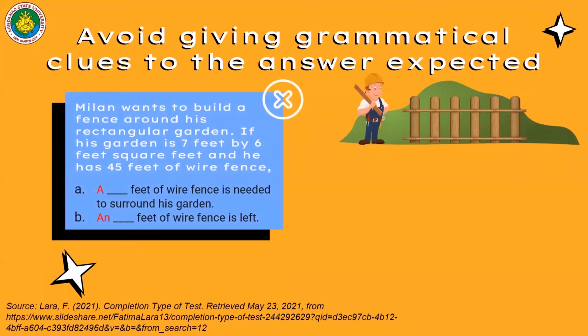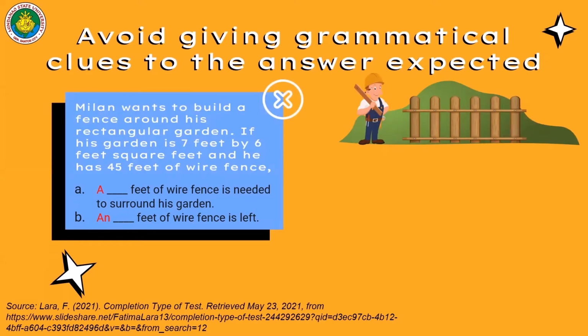Milan wants to build a fence around his rectangular garden. If his garden is 7 feet by 6 feet square feet and he has 45 feet of wire fence, these are the following questions. Letter A, blank feet of wire fence is needed to surround his garden. And letter B, blank feet of wire fence is left.